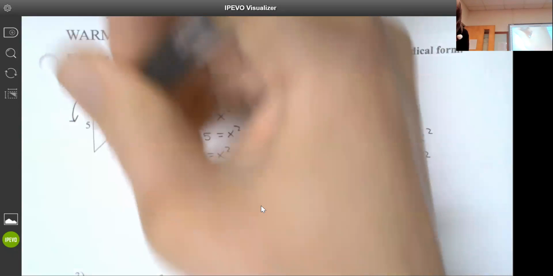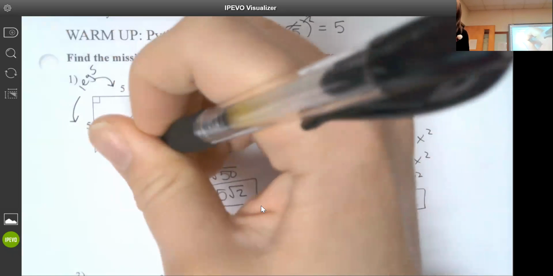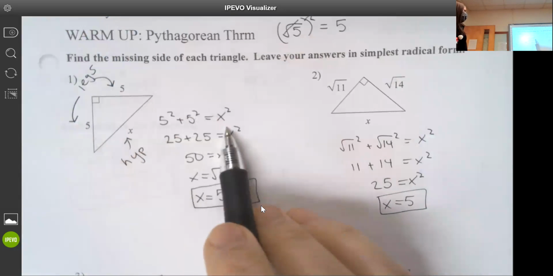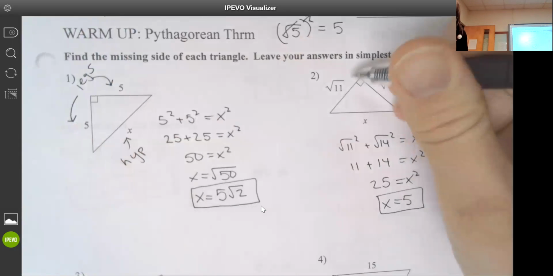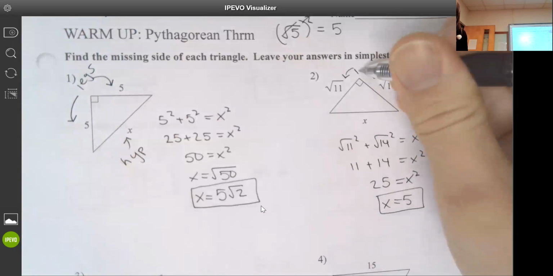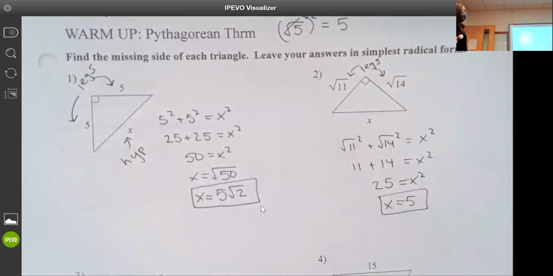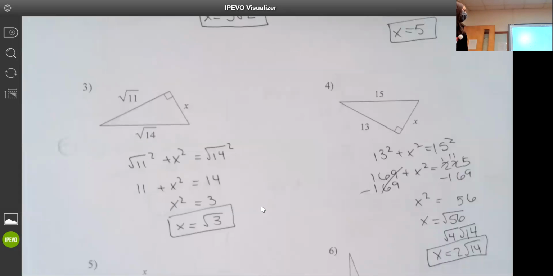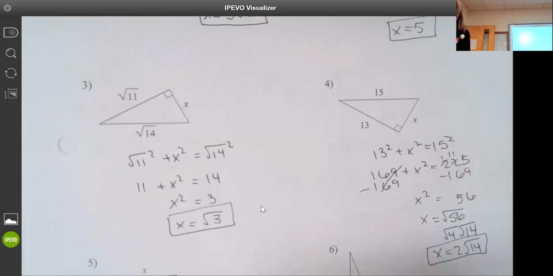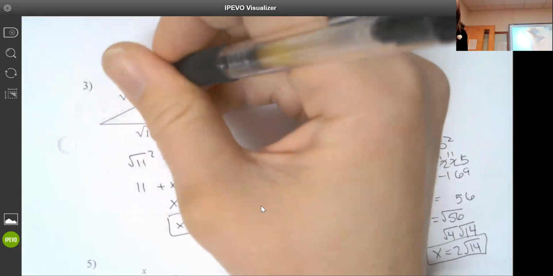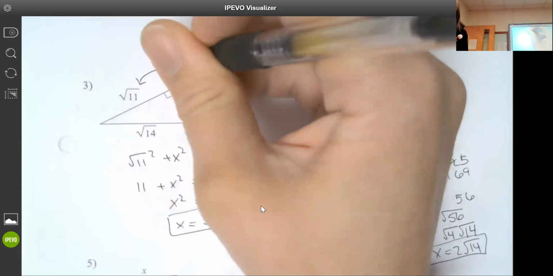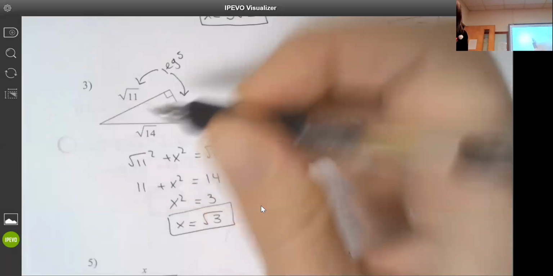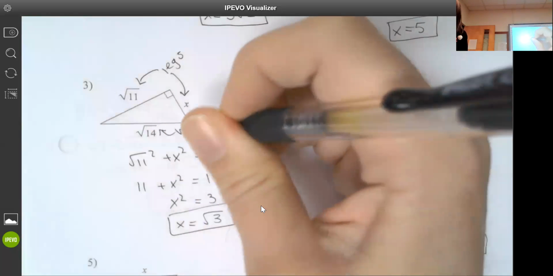These are my legs, and this is my hypotenuse. So the setup is that I just have my given values squared equal to my unknown. And then on 2, same idea, I'm given the legs of my triangle. But then on 3 and 4, so let me show answers now for 3 and 4, I have a leg that's missing. And this is my hypotenuse.